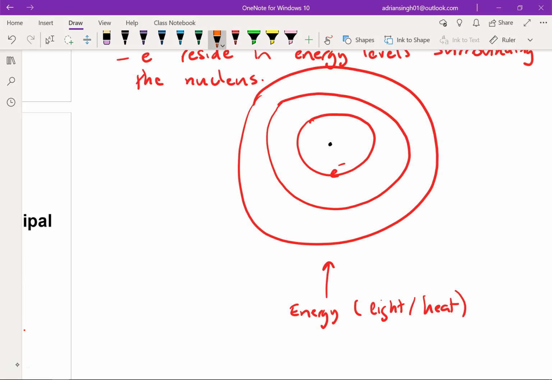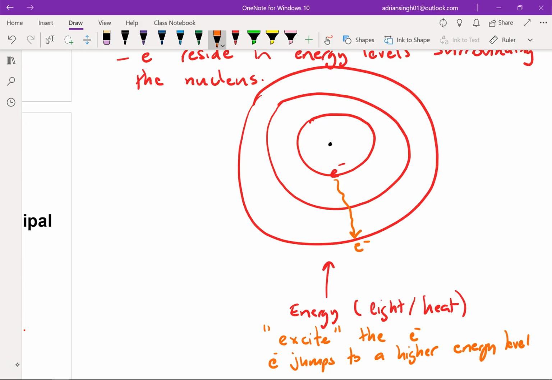So we can excite the electron. And what happens is that electron jumps to a higher energy level. So it can jump to maybe all the way over here, further away from the nucleus.